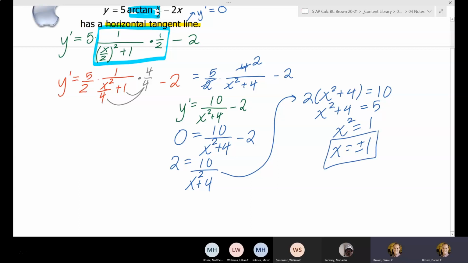Different routes you can take to solve it. I went ahead and added 2 to both sides, and then I can think of that as 2 over 1. Fraction equal to a fraction, I can go ahead and cross multiply, and then making sure when we solve this, we take the square root. So we have 2 horizontal tangents at plus or minus 1. Any questions on that problem?